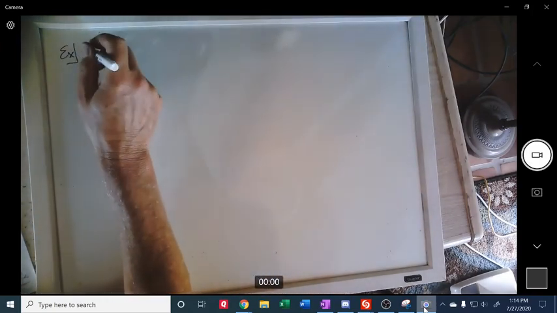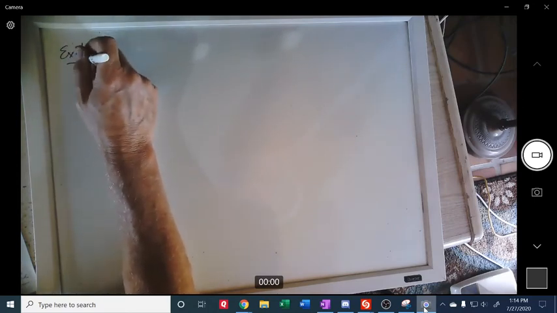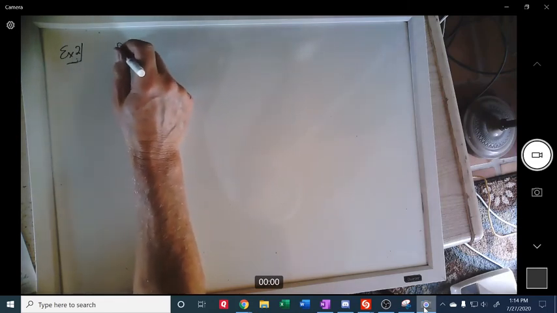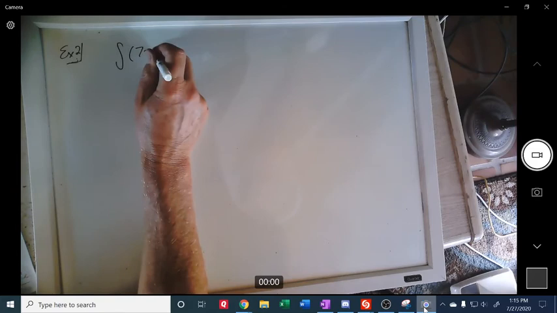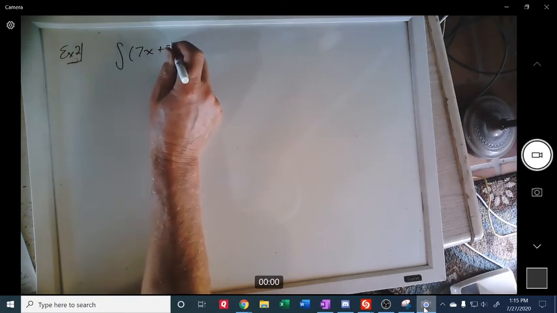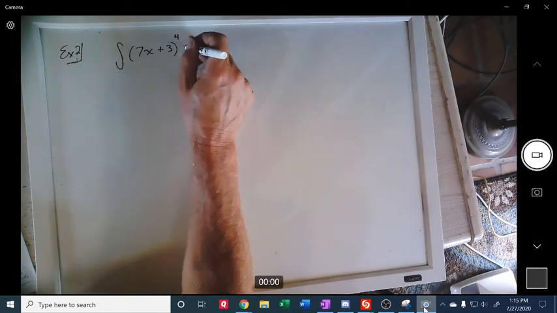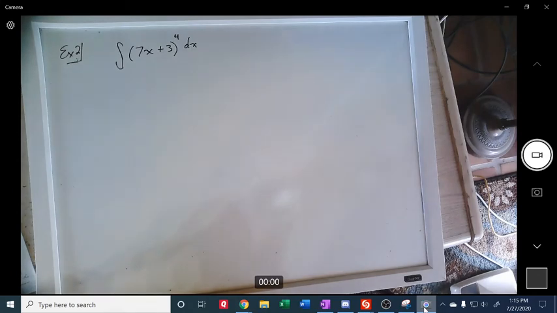I'm going to give you, this is example 2, but you're going to work on it. So find the integral of (7x plus 3) to the 4th dx. Let me give you a minute. Get going and get as far as you can on that. I'm going to interrupt you before you finish, probably. But get as far as you can in the next minute.